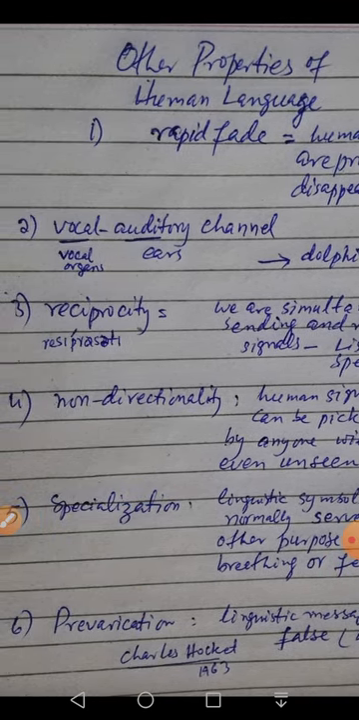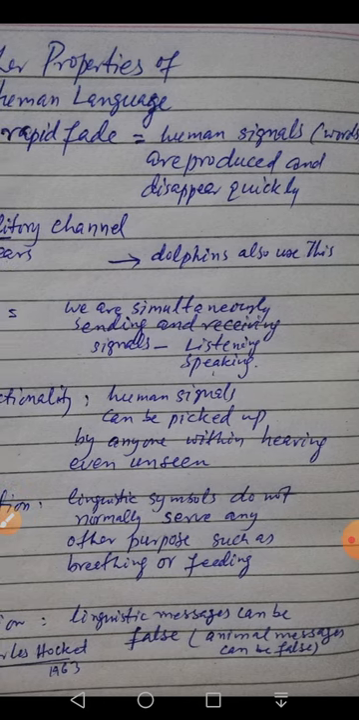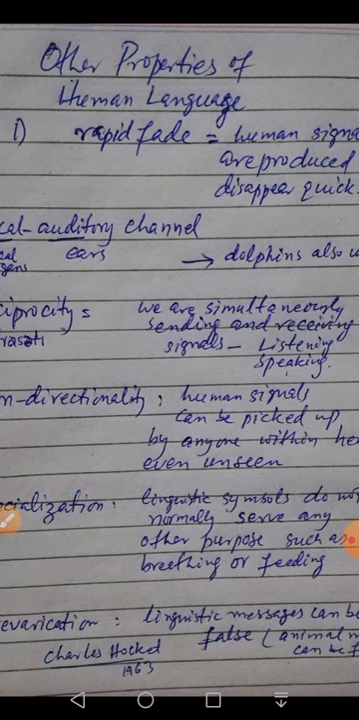And the last one is prevarication. Prevarication has not been mentioned by George Yule, but it has been mentioned by Charles Hockett. That is, linguistic messages can be false. Here George Yule mentions an example of a bear, and he says that this falsity can be found in animal communication systems. They may communicate something which is false.